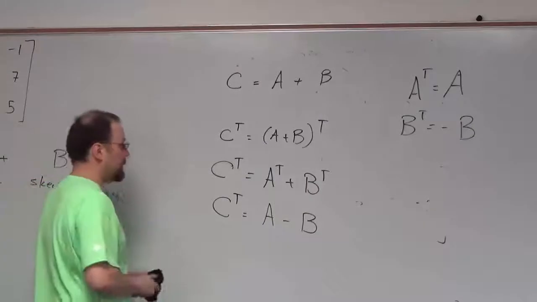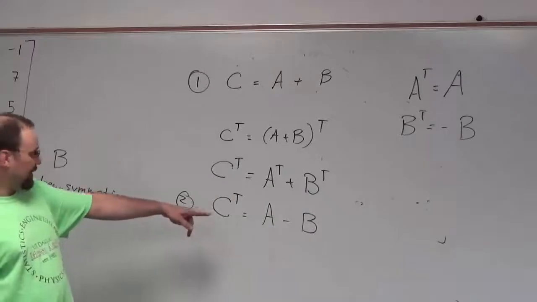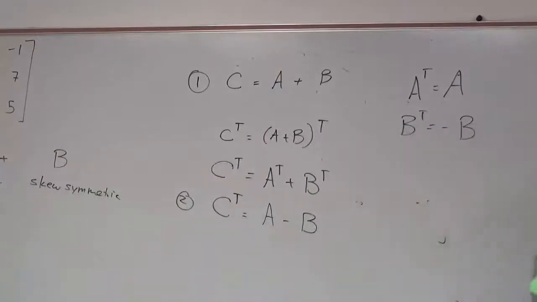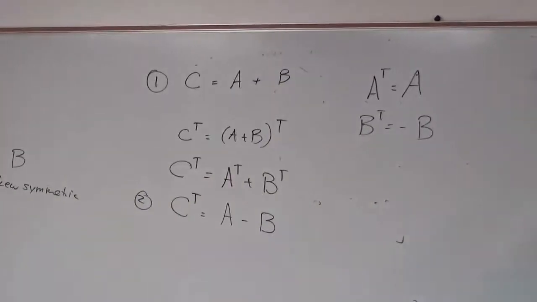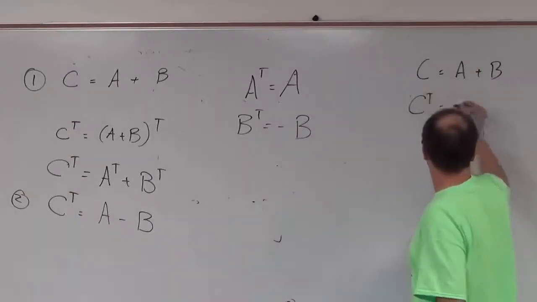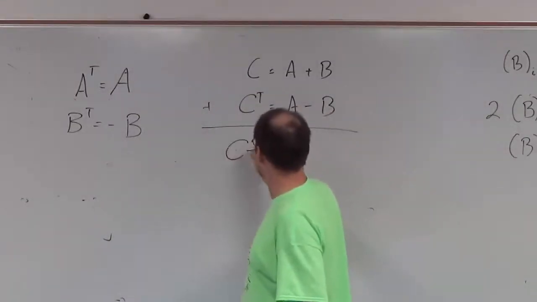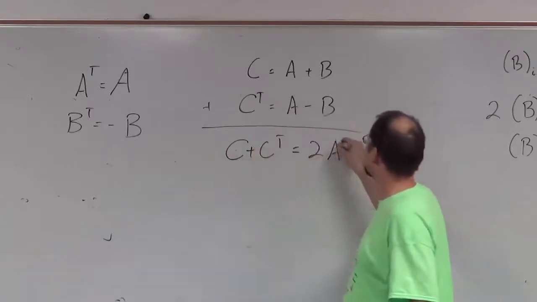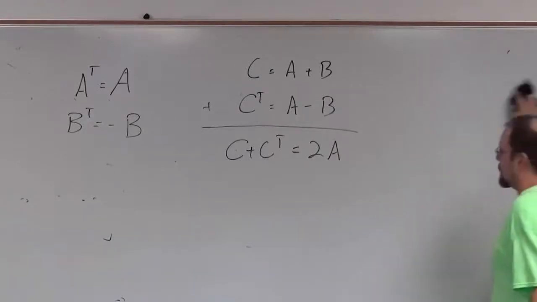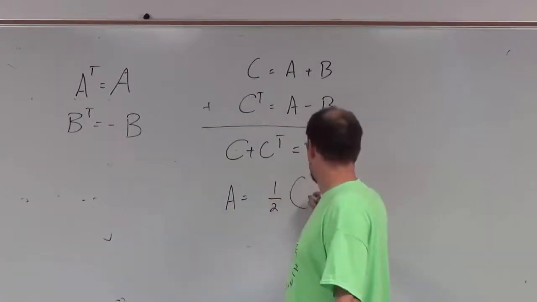So now we're going to take these two equations, equation 1 and 2, and add them, because then we see that B minus B is going to go away. C plus C transpose is 2 times A. These double up, and these add to the 0 matrix. So now we simply multiply both sides by 1/2, and there we go.